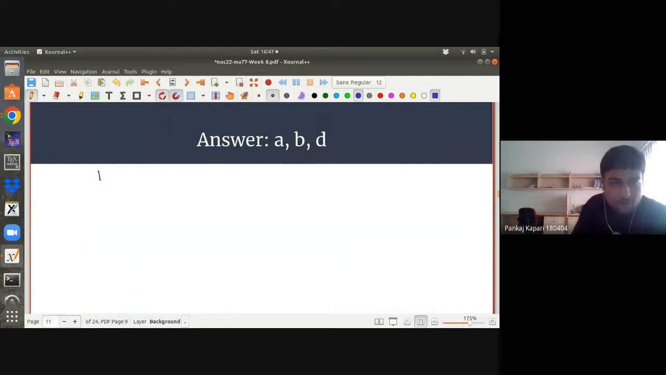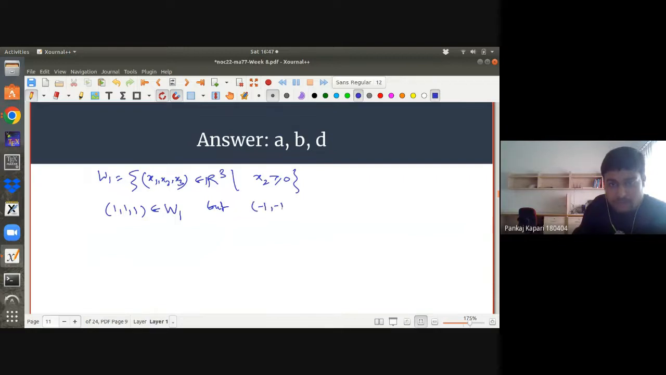So W1 was (x1, x2, x3) in R3 such that x2 is greater than or equal to 0. Why is W1 not a subspace? Because you can see that (1, 1, 1) belongs to W1, but (-1, -1, -1) does not belong to W1, and therefore W1 is not a subspace. This is the first one.